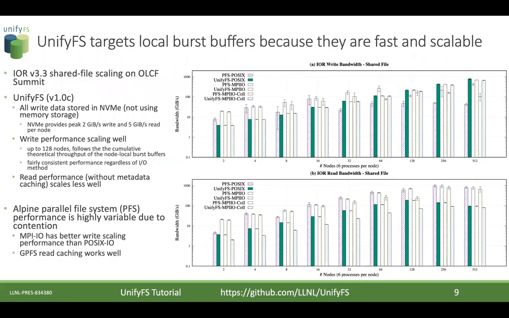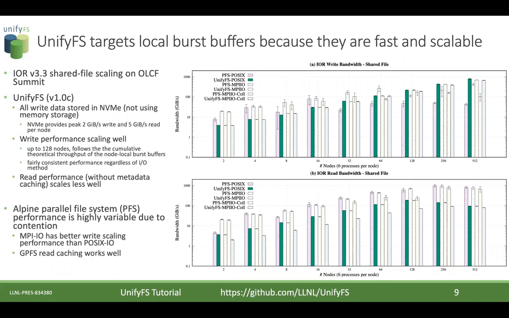Next. So here's some recent performance information on UnifyFS for the Summit system at the Oak Ridge Leadership Computing Facility. This is running a recent version of the IOR benchmark, which is commonly used to benchmark IO performance. And in this case, we're comparing IOR read and write on UnifyFS versus using the existing parallel file system, which in this case is Alpine, and it's a GPFS, also known as Spectrum Scale, in its rebranding.